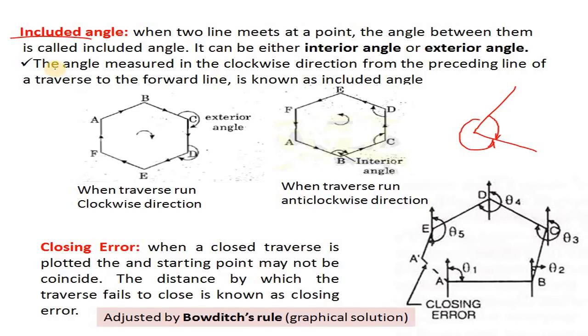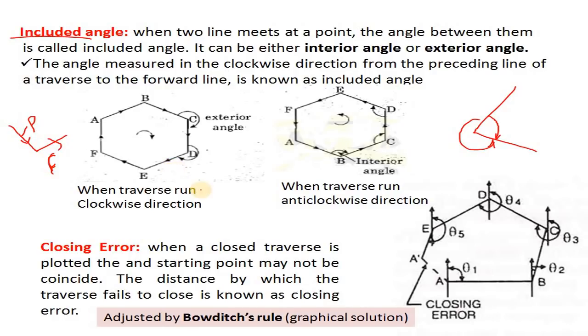But in surveying work, the angle measured in the clockwise direction from the preceding line of a traverse to the forward line is known as the included angle. What is the preceding line and what is the forward line? Suppose I am doing the survey. See the figure. Suppose first I draw this line and second I draw this line. So this line is the preceding line and this line is the forward line. This depends upon which is first and which is after.